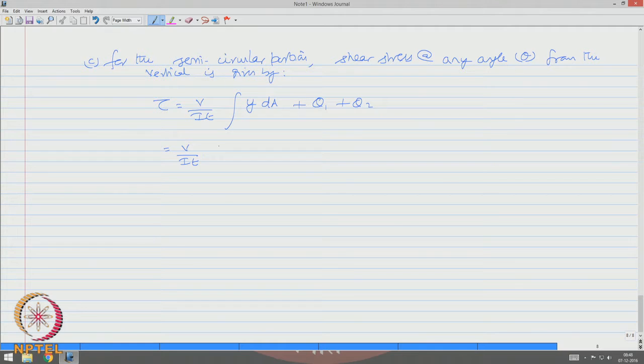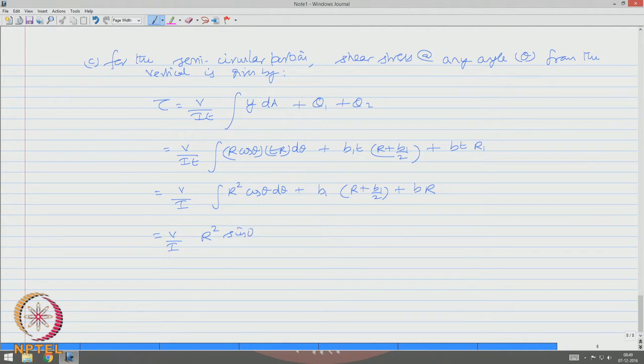which will be V by I t, r cos theta, t into r d theta, that is for the semicircular strip, plus B 1 into t, that is piece 1, r plus B 1 by 2, plus B into t into r, which can be now said as V by I, integral r square cos theta d theta plus B 1 r plus B 1 by 2 plus B r, which will be V by I, r square sin theta plus B 1 of r plus B 1 by 2 plus B of r.